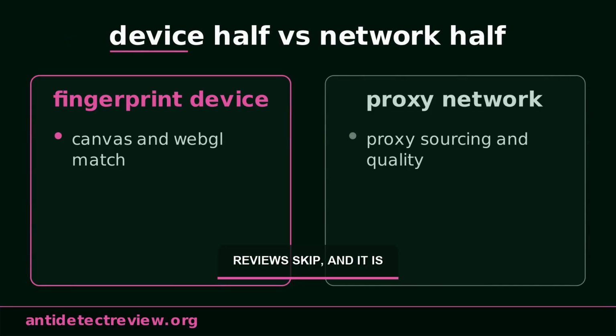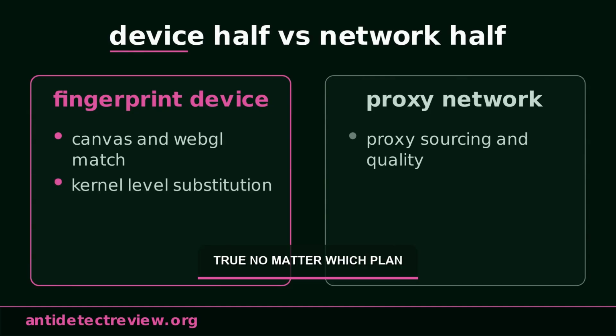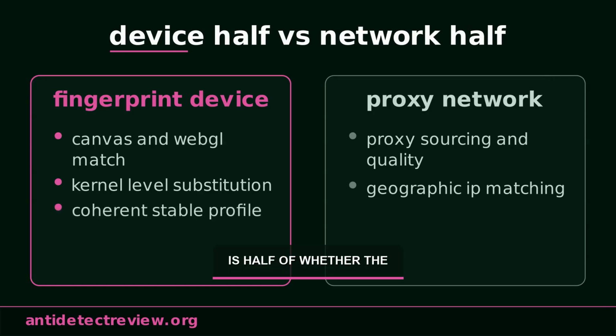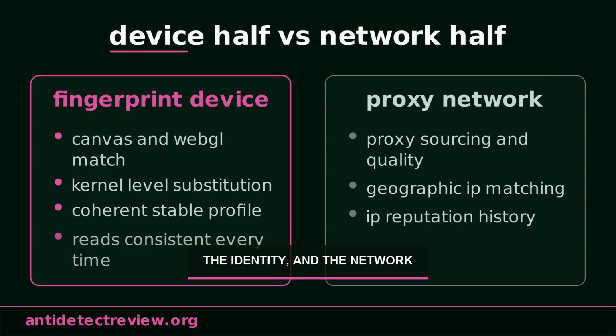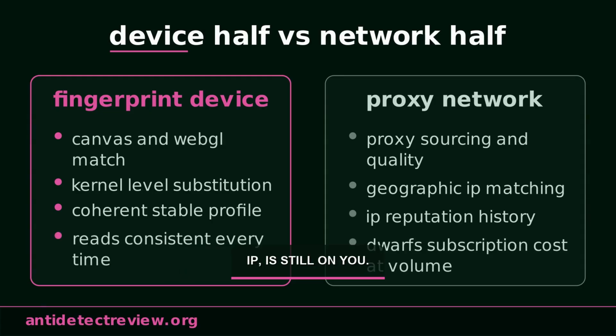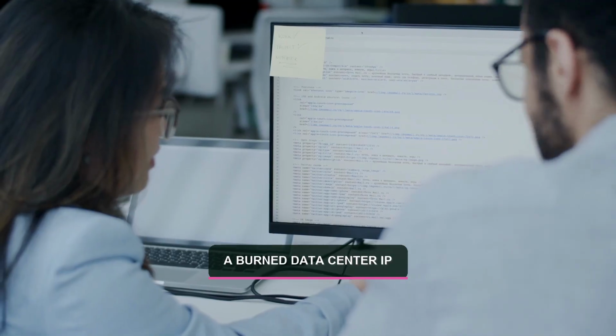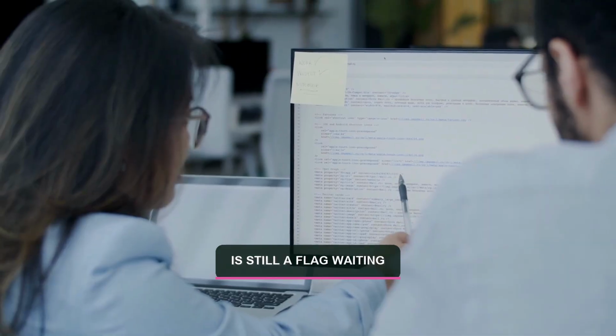Here is the part the affiliate reviews skip, and it is true no matter which plan you buy. Octo does not save a bad proxy, and it cannot. Every profile rides on its own proxy, and that proxy is half of whether the account survives. The kernel level fingerprint work is real, but it sits on the device half of the identity, and the network half, the sourcing, the geographic matching, the reputation of the IP, is still on you. At volume, the proxy bill routinely dwarfs the subscription, and a flawless fingerprint on a burned data center IP is still a flag waiting to happen.